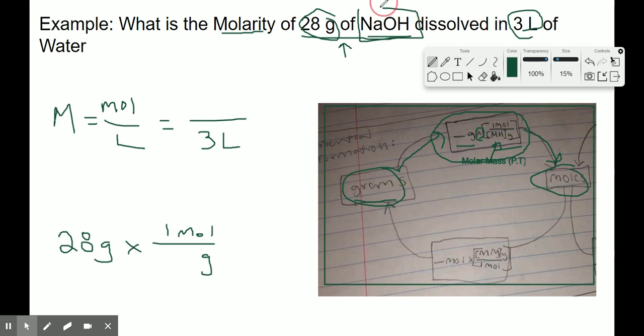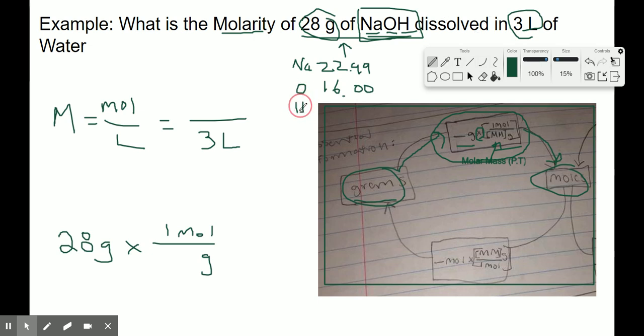Now our substance is sodium hydroxide. So on the periodic table, I have to look for those items. There's one sodium, one oxygen, and one hydrogen. If there were subscripts, I might need to add more, but luckily there's only one of each. So there's one sodium. Sodium on the periodic table is 22.99 grams for every mole. Oxygen is 16.00 grams for every mole.